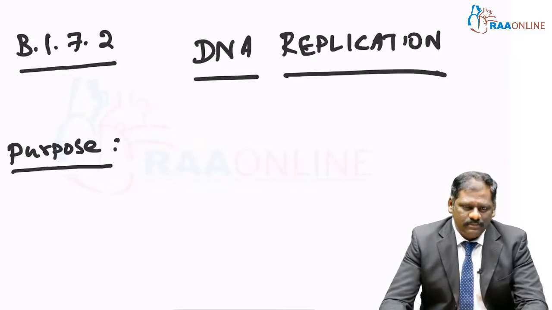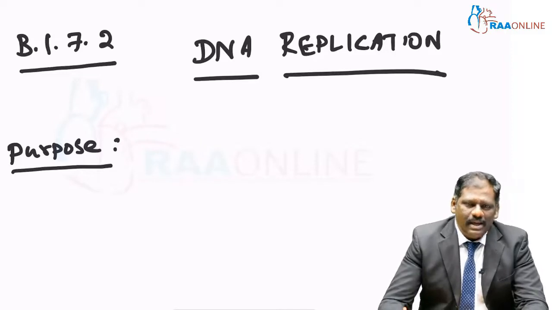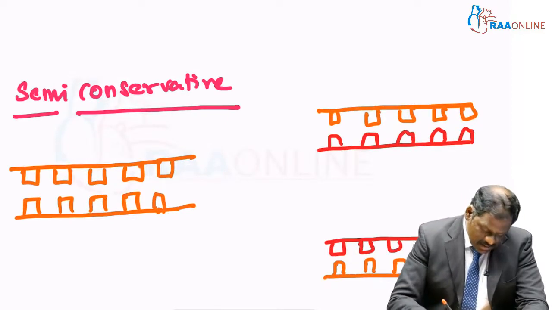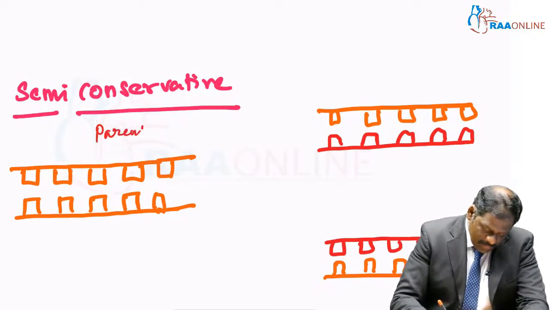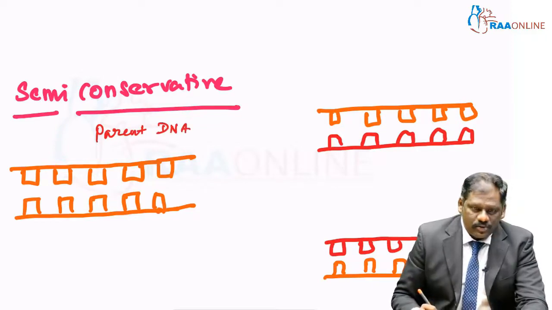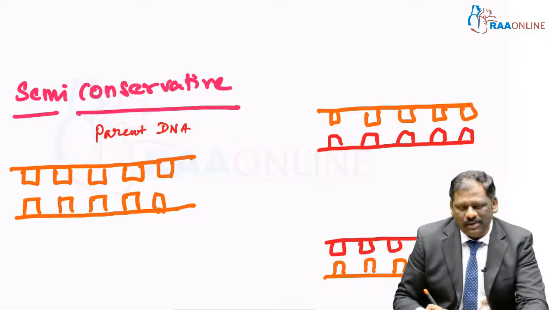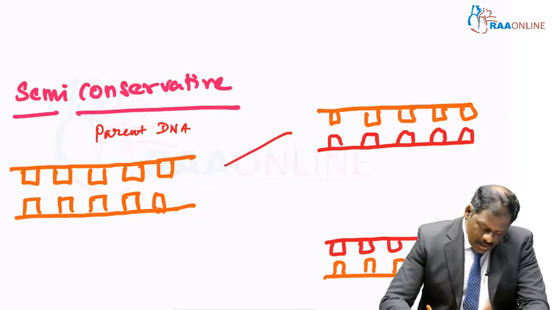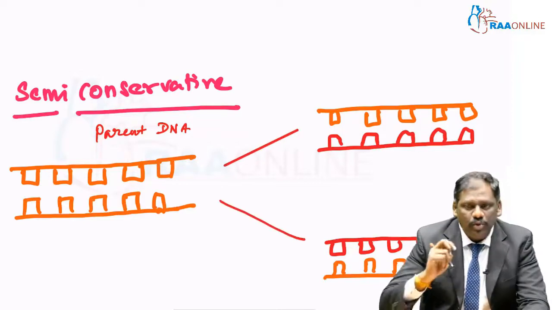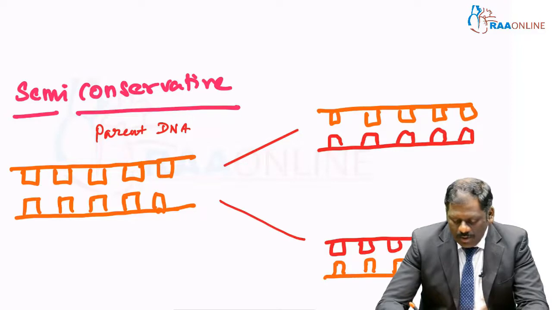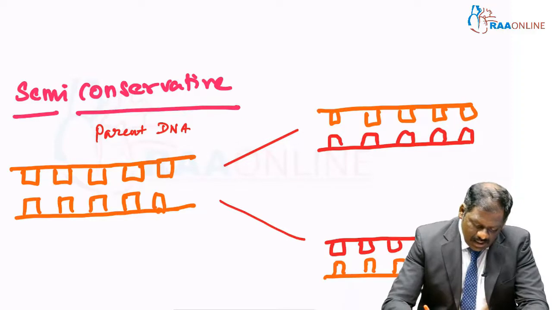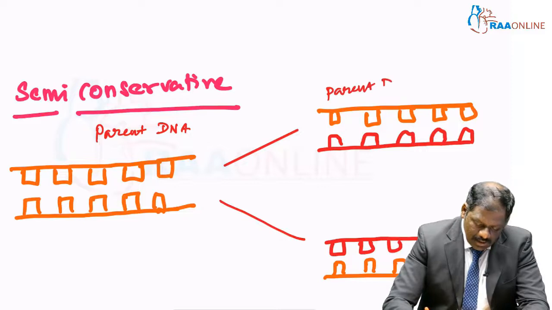semi-conservative method. What do you mean by semi-conservation? See, we have got a parent DNA here. This is a parent DNA. A parent DNA has two strands because it is a double-stranded DNA, right? So it has two strands. From the parent DNA, you synthesize two daughter DNAs. Among these two daughter DNAs, one half of each daughter DNA will be an original parent DNA strand.